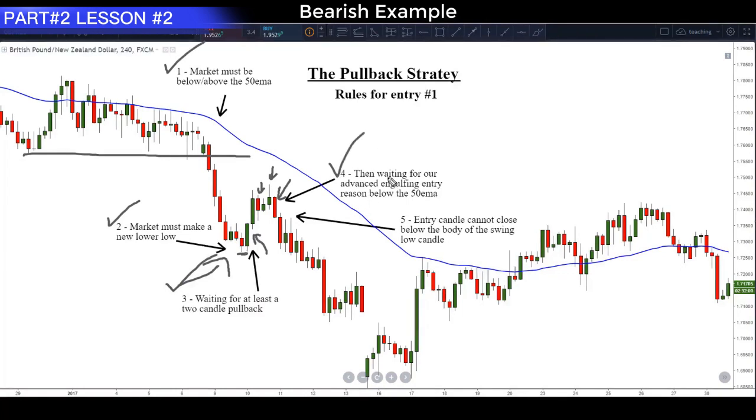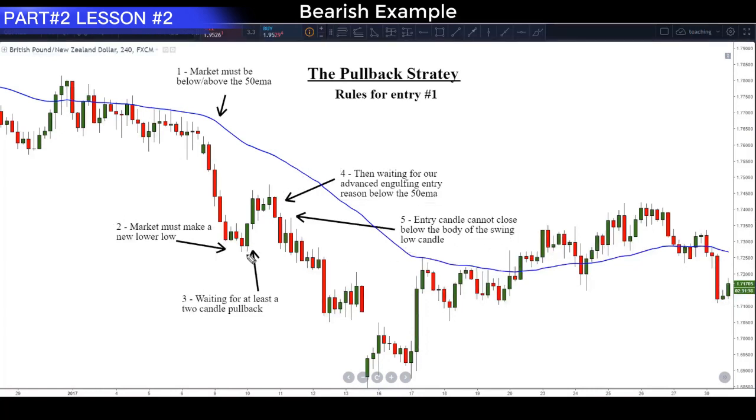That checks off rule number 4 as long as it happens below the 50 EMA. Does this advanced engulfing entry happen below the 50 EMA? Of course it does. Our 50 EMA is right here. That entry reason happens below the 50 EMA. Now, the 5th and final rule after we have checked off all 4 of those is that the entry candle cannot close below the body of the swing low candle.